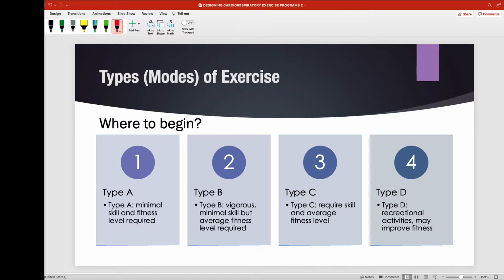So we must select modes of exercise that allow our participant or an individual to maintain constant exercise intensity. And we got to make sure that the intensity is not too high, and that the skill sets are appropriate for the people that we're working with. Some exercises require very little skill or very little physical fitness to perform them. These activities generally include walking and cycling, right? So they don't take a lot of skill. And some of them take a bit more skill.